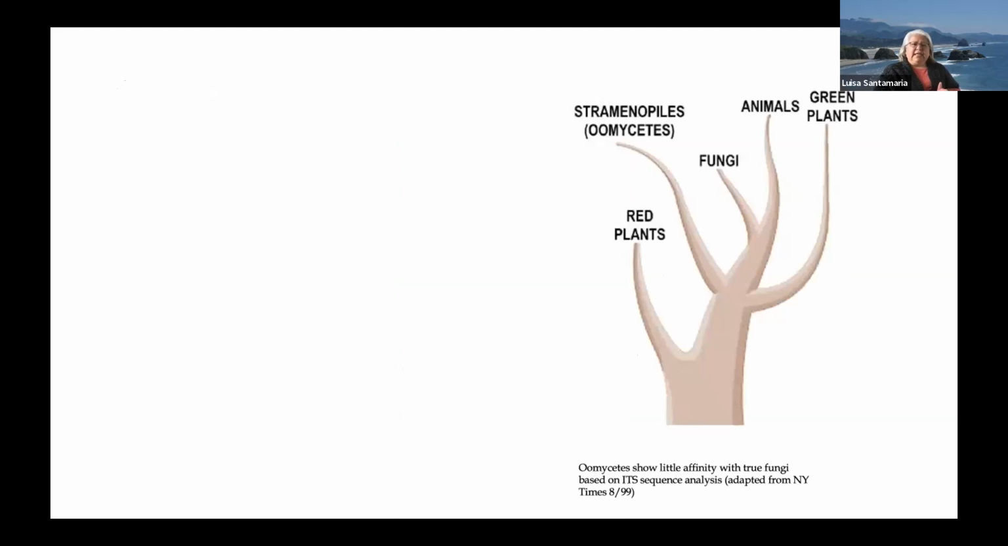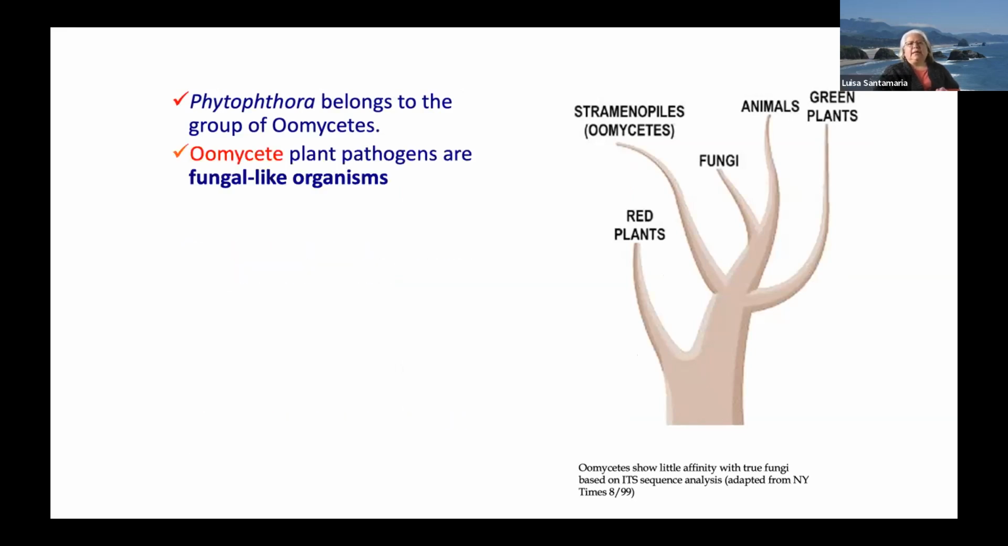Now, the main group that Phytophthora belongs to is called oomycetes. What is oomycetes? It's an organism that is not really a fungus, but is related in the way that it grows and looks. It produces mycelium, produces structures similar to fungi, and that is the reason sometimes we say it's a fungus, but it's not. It is a group really called oomycetes.